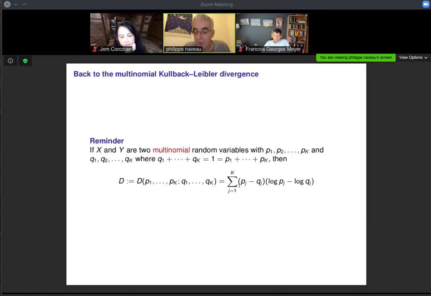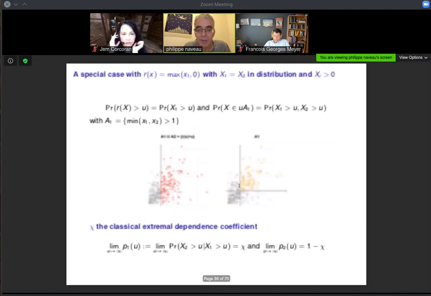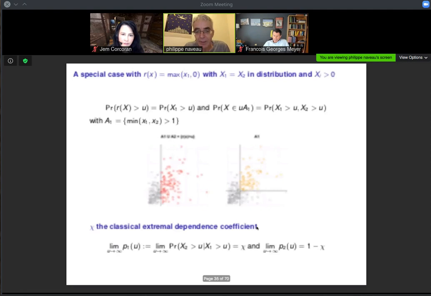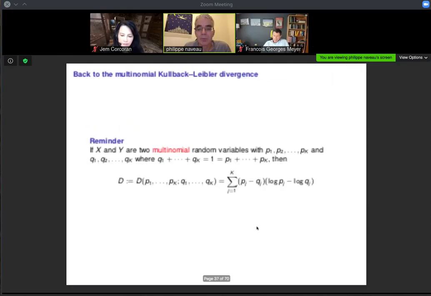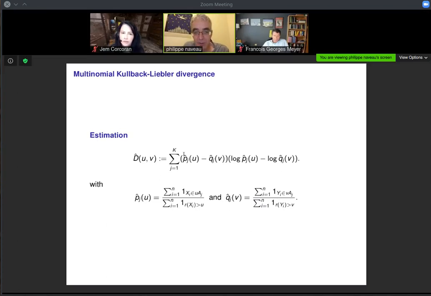So that's what we are going to use in practice, because if I go back here, I'm going to count the number of points here, the number of points here, and the number of points here for sample 1, and the same for sample 2, and then I'm going to compute the Kullback-Leibler for that, which is basically what I'm doing here. Of course, when you do statistics, you like to have little hats everywhere, so I put the hats everywhere.